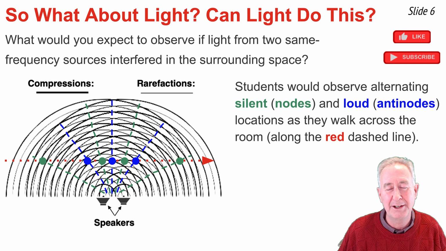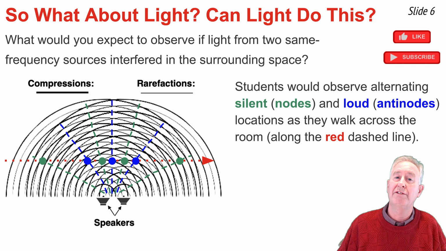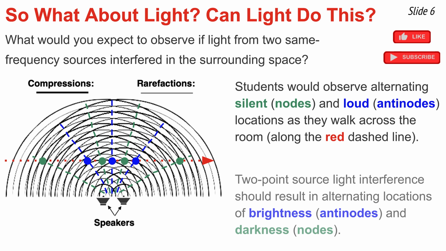Well, instead of having points of silence and loudness at the nodal and antinodal lines, we would observe points of darkness and points of maximum brightness at the nodal and antinodal lines. In other words, we would see destructive interference resulting in darkness and constructive interference resulting in maximum brightness.